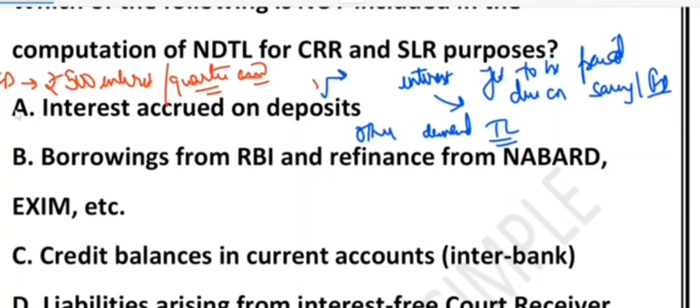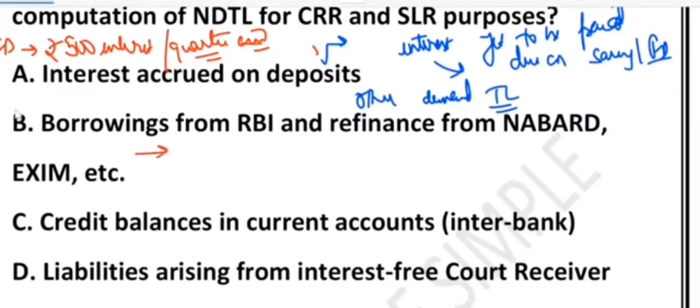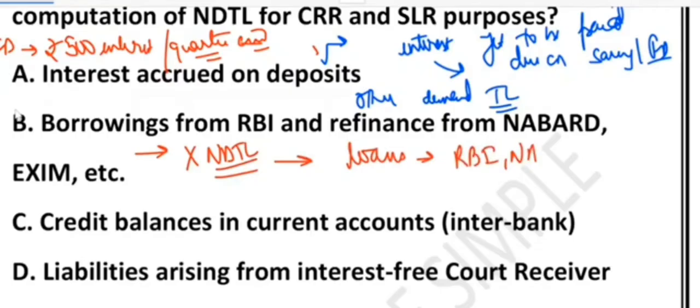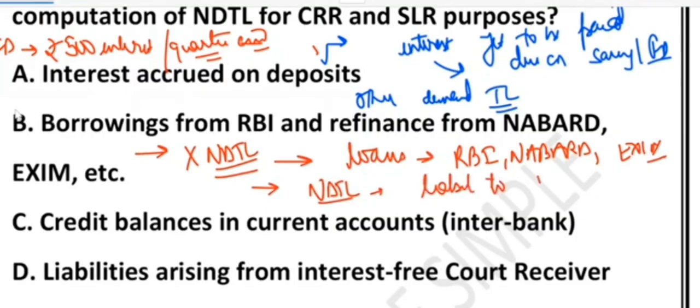That is borrowing from RBI and refinance from NABARD, Exim, etc. So this is the correct answer because it is not included in the NDTL. Why? Because these are the kind of loans that bank takes from other institutions like RBI, NABARD, Exim Bank. But remember, NDTL includes liability to the public and other banks. Try to understand what I'm telling you, that this particular NDTL includes liability to the public and other banks, not from institutions like RBI.